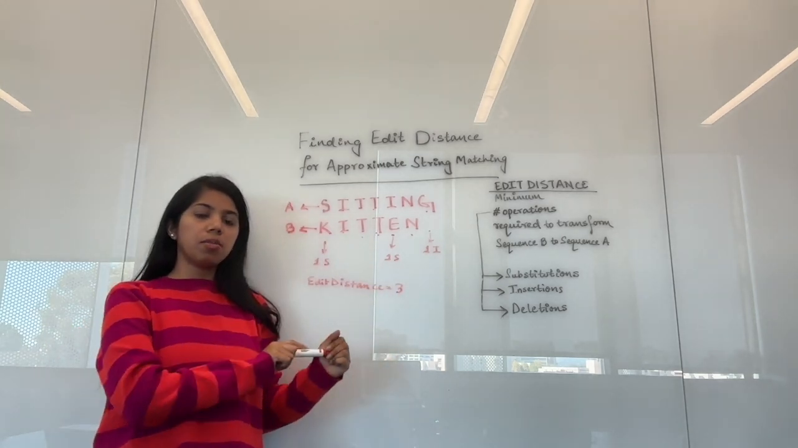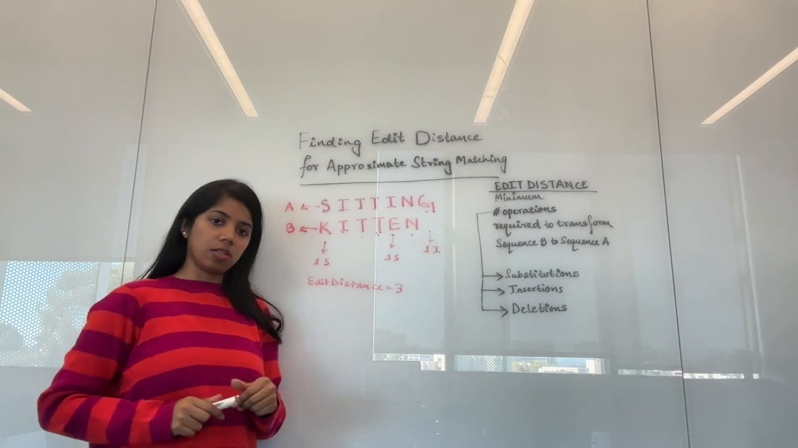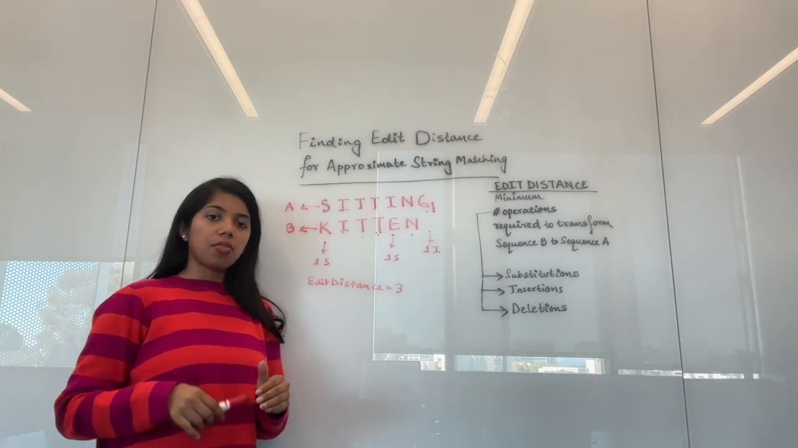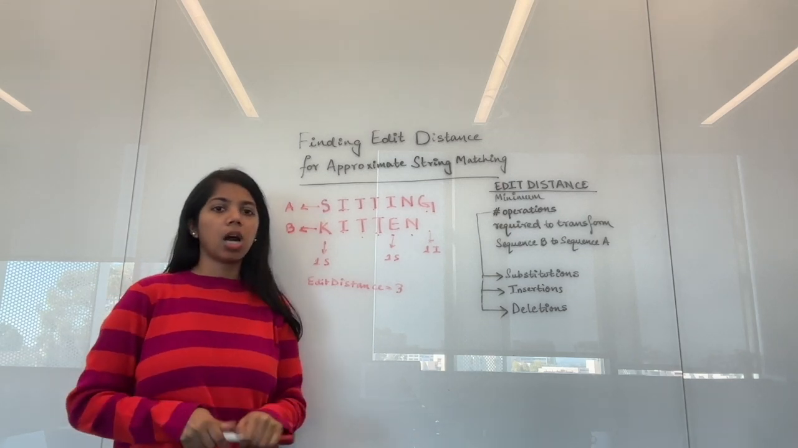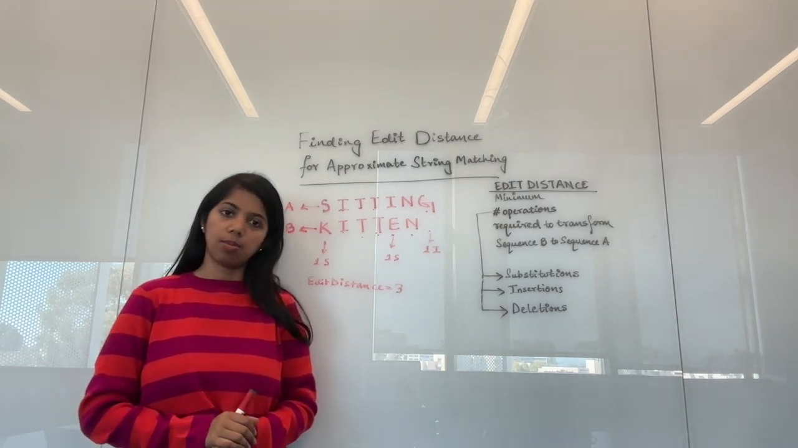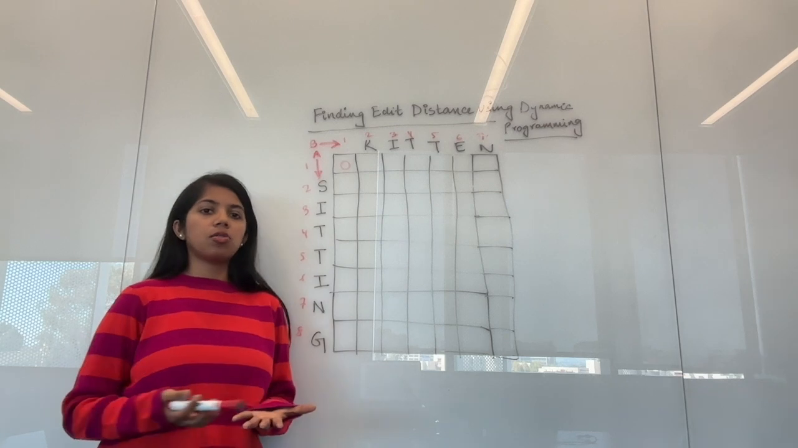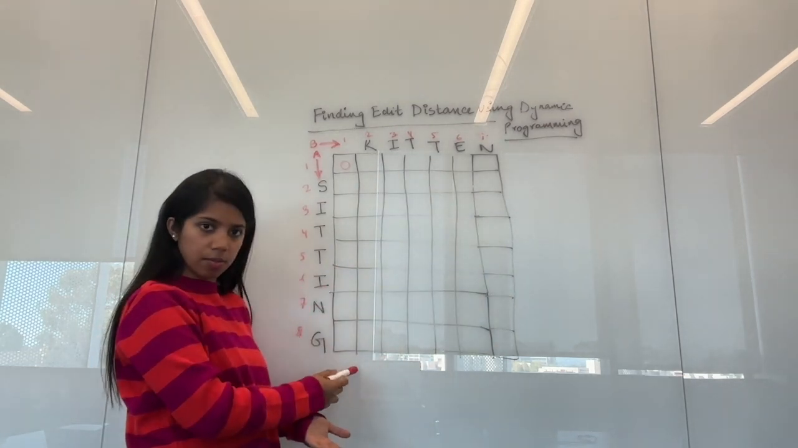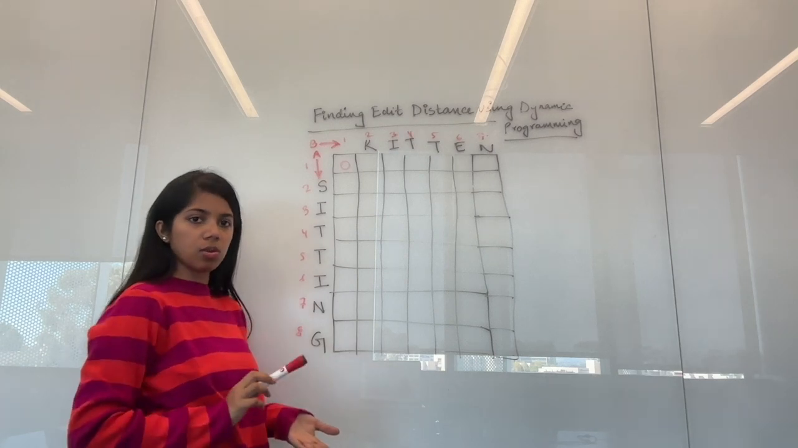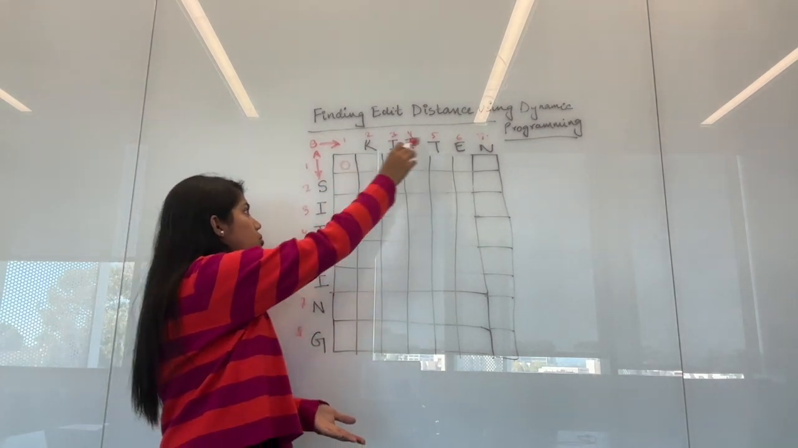Now this is not feasible to do for longer sequences. So for that, we have to incorporate dynamic programming. Now let's try to understand how we will calculate edit distance using dynamic programming. To find edit distance using dynamic programming, we will first make a dynamic programming matrix like this and align both the given sequences A and B across the rows and columns.